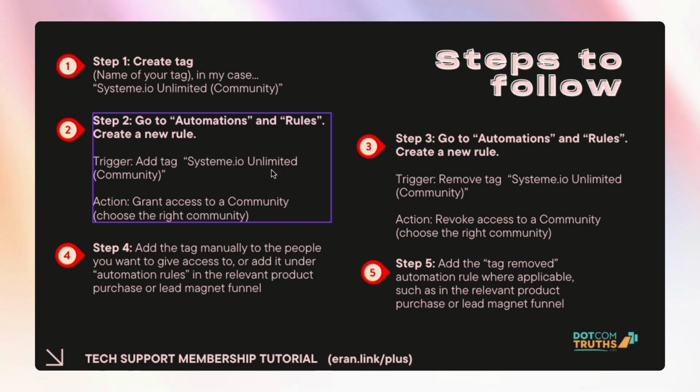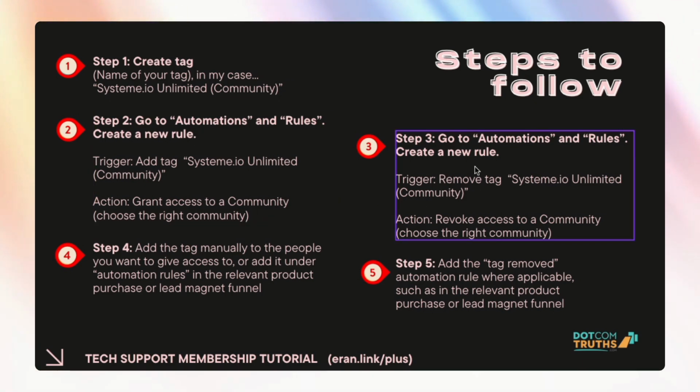And the action is to grant access to a community and choose the right community in case you have more than one. Step three, and this is important because this is the access. Now this is the removing access in case the community is not accessible for somebody who's not part of some sort of a membership or a subscription service.